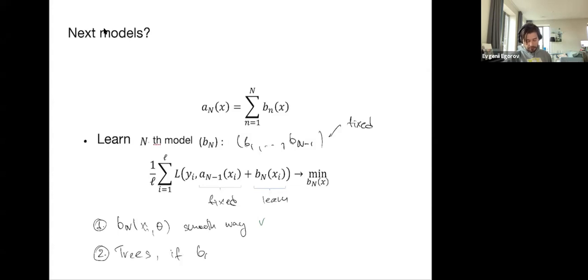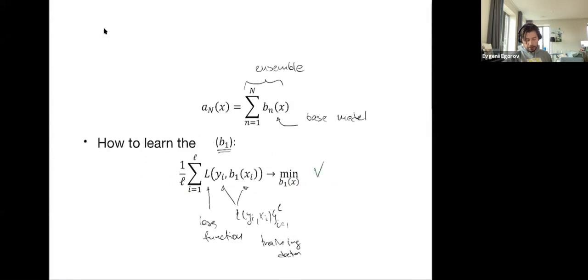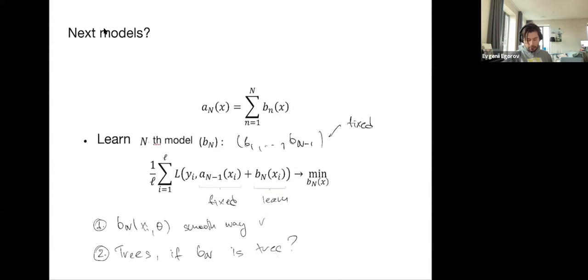So if B_n is a tree, what to do? How to optimize this problem? Because we know how to solve the earlier problem, and you see the difference. Here you have your model and the target. And here you have your model, your target, and something else: some previous result of learning other members of the ensemble. So we should somehow modify the training procedure for B_n.